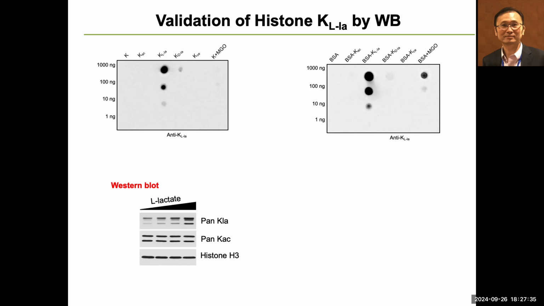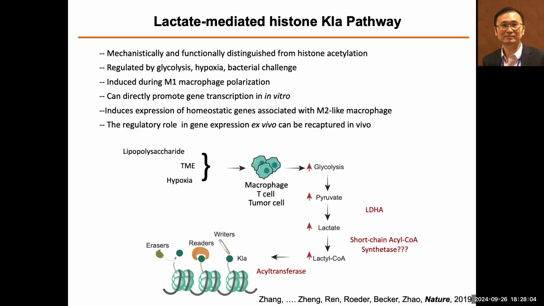We can carry out Western blot analysis and immunostaining with the antibody. And we show that histone lactylation is stimulated in response to elevated concentration of L-lactate in a dose-dependent manner. This clearly suggests that, number 1, histone L-lactylation exists in the cell, and number 2, L-lactate is the precursor for histone modification. We published a paper about 5 years ago on the initial discovery of histone lactylation and initial characterization of this modification. This slide is a brief summary of that paper.